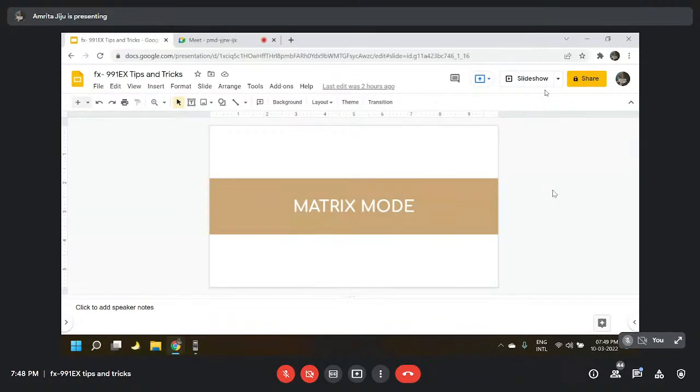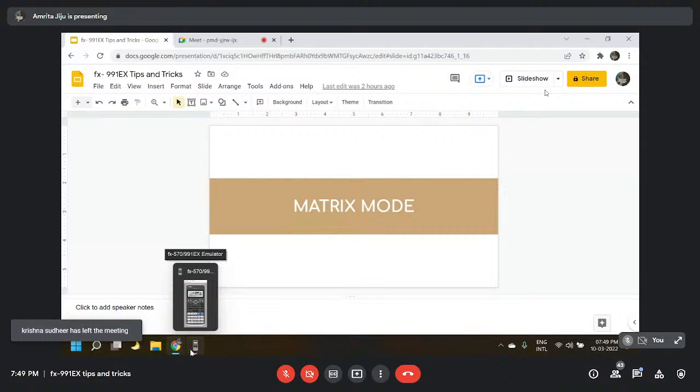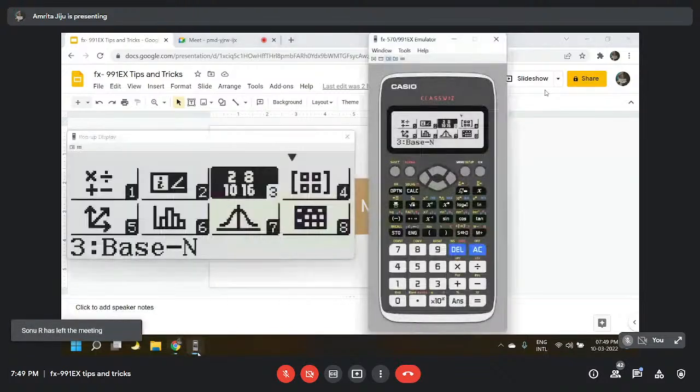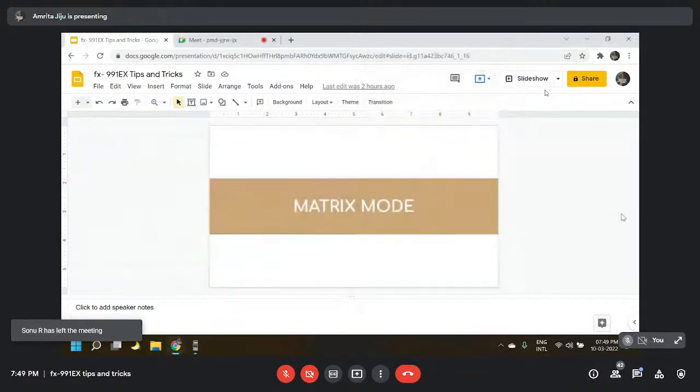And next is one of the important modes for engineering students. In your first year of engineering, you'll encounter matrix problems way too much. So next is the matrix mode.